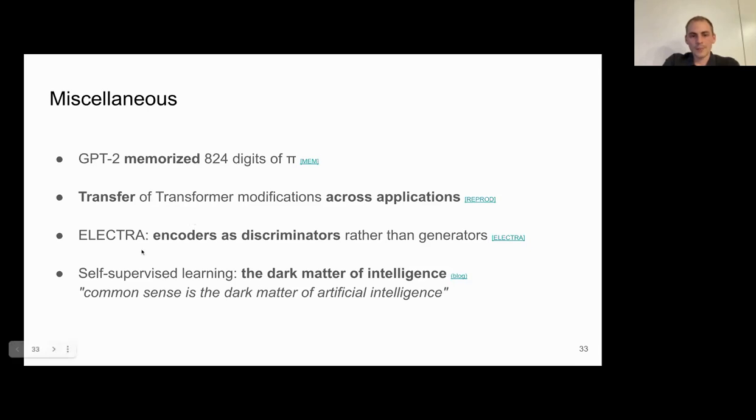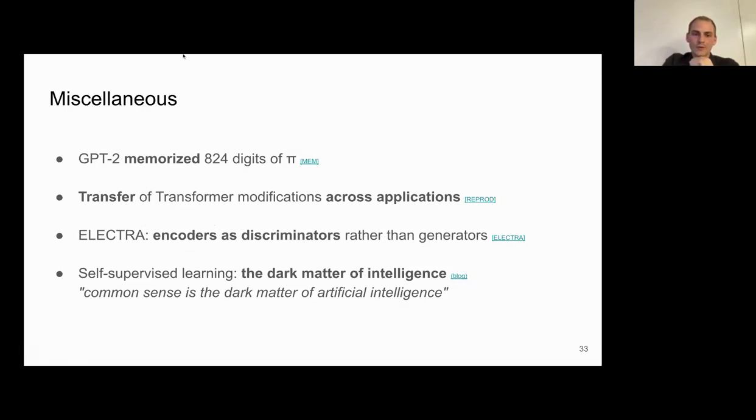Yeah, then the Electra paper is taking an entirely different approach to training the language models. They train them in a generator-discriminator setup, similar to GANs. That's another one I think is interesting to check out.